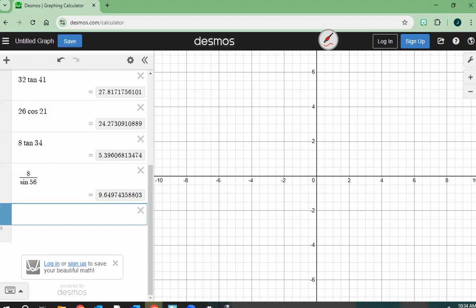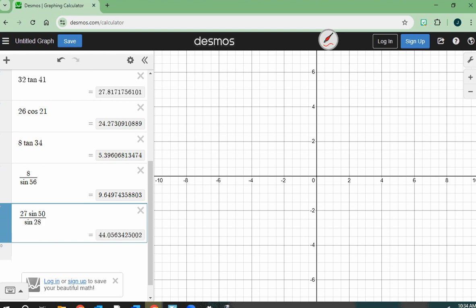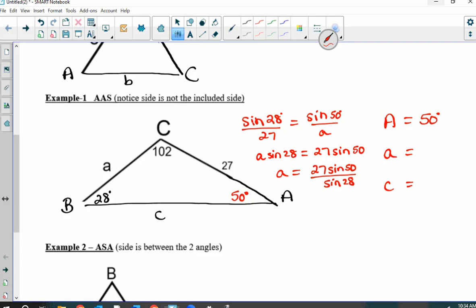All right, so in Desmos, you're going to type 27 sine of 50 over sine of 28. Are you getting 44.056? Okay. So let me show you, when you find the other part, you don't have to start all over on Desmos. So let's write this down first.